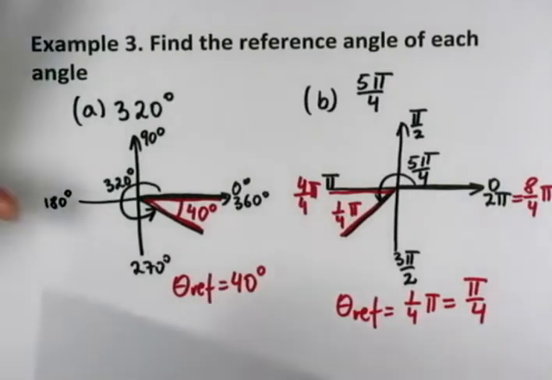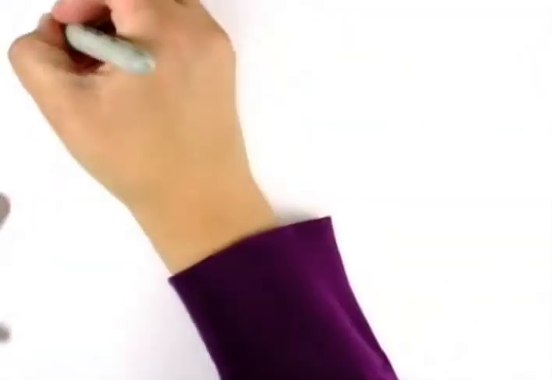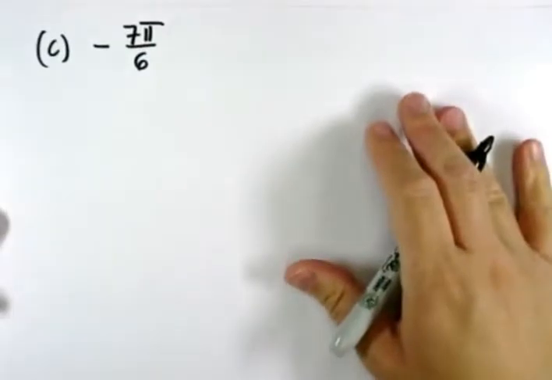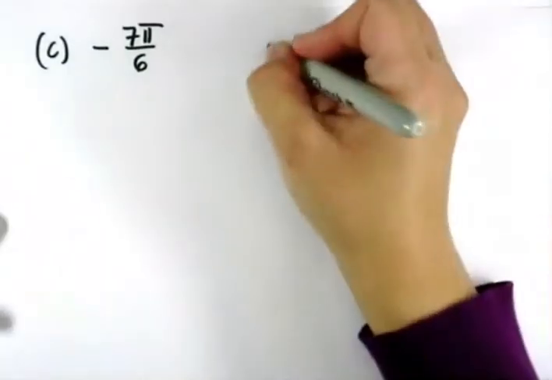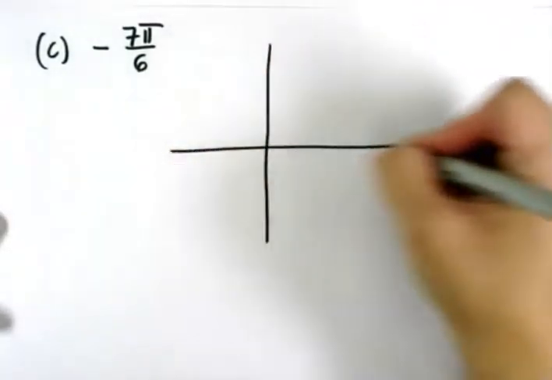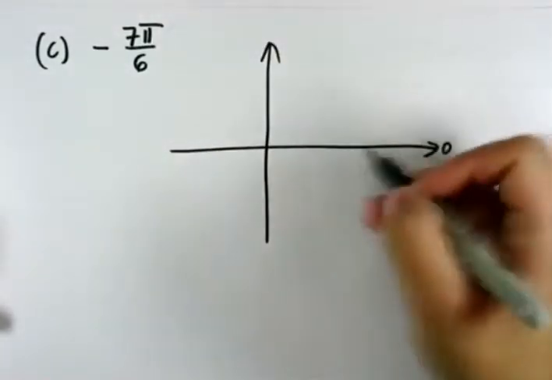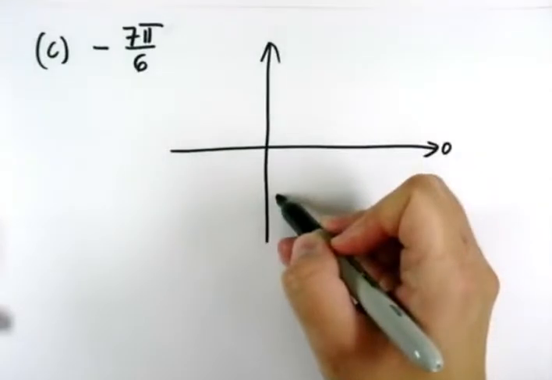Let's do one more example. We have C. I have minus 7 pi over 6. So now I need to go the opposite direction. So I start from 0. I keep opening this way, the opposite direction.